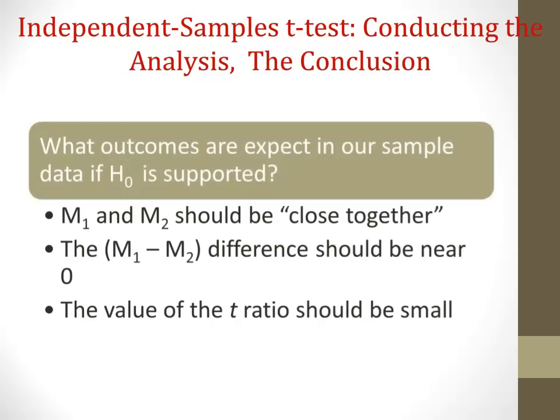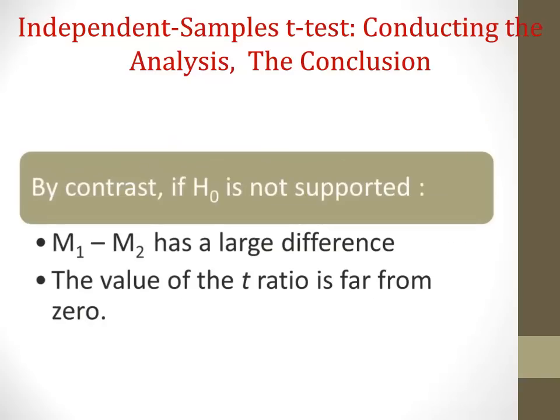So here, if the null hypothesis is supported, or we fail to reject the null hypothesis in a study, what we can expect is that the means of the two samples or two groups should be close together. That is, the mean difference should be near 0, and the value of the t-ratio should be small or close to 0. On the other hand, if the null hypothesis is not supported or it's rejected, the mean difference between the two groups should be large, and the value of the t-ratio should be far from 0.